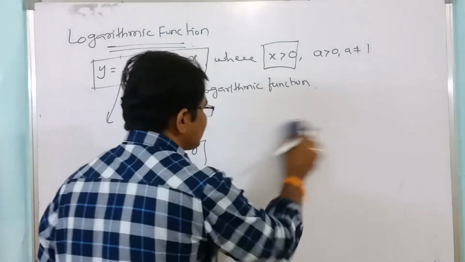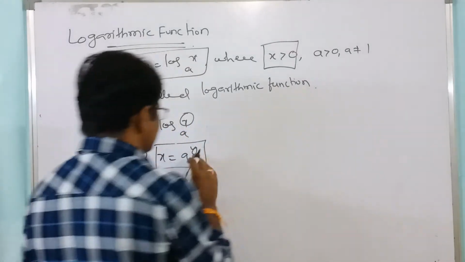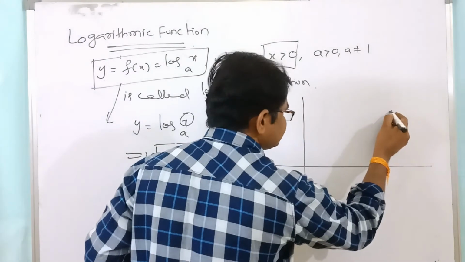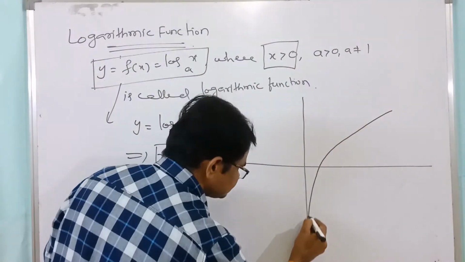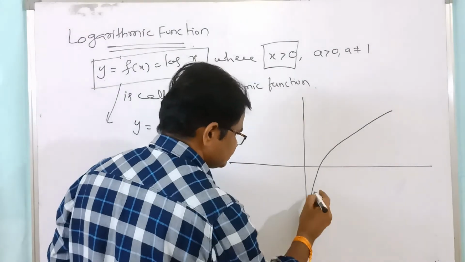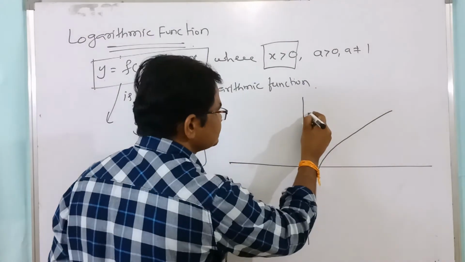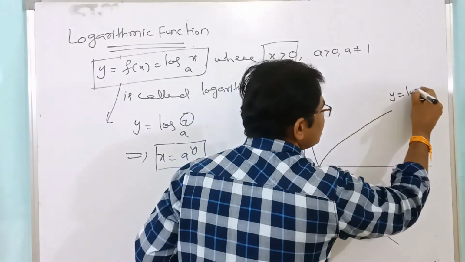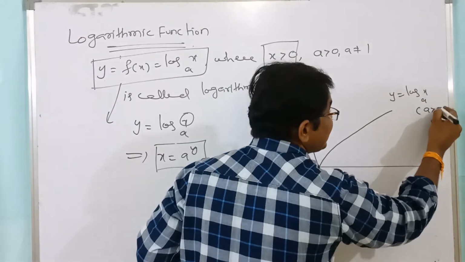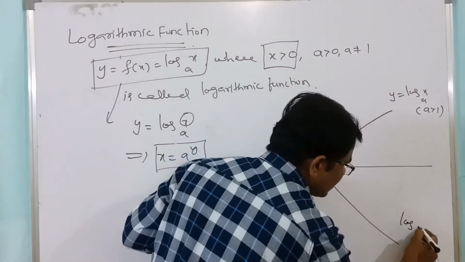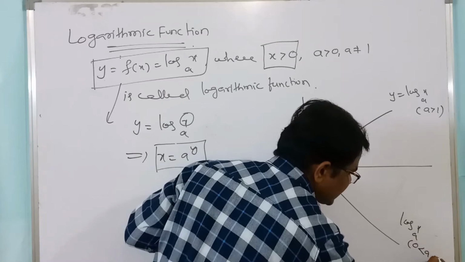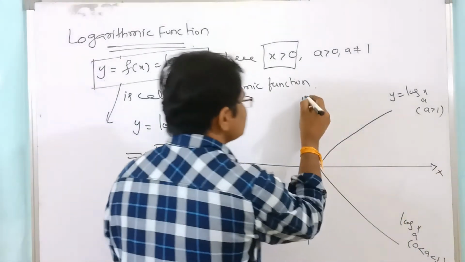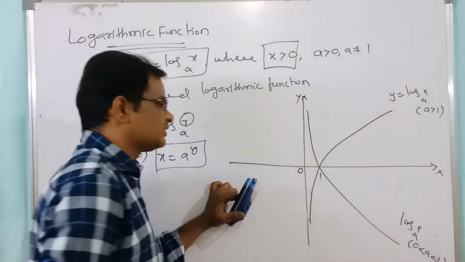If you draw the graph, or take some values for x and y, the logarithmic function looks like this. This is y equal to log x to the base a whenever a greater than 1, and this is log x to the base a whenever 0 less than a less than 1. Both intersect the x axis at 1, so y is 0 there.